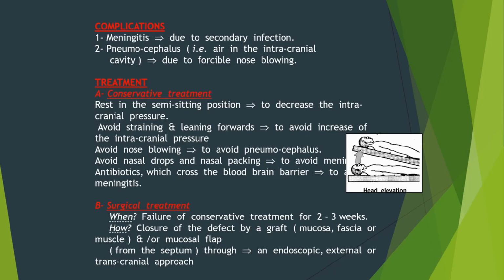First, we'll start by conservative treatment. Make the patient rest in the semi-sitting position to decrease the intracranial pressure. Avoid straining and leaning forward to avoid increase of the intracranial pressure. Avoid nose blowing, which avoids pneumocephalus. Avoid nasal drops and nasal packing to avoid meningitis. Give antibiotics which cross the blood-brain barrier to avoid meningitis.